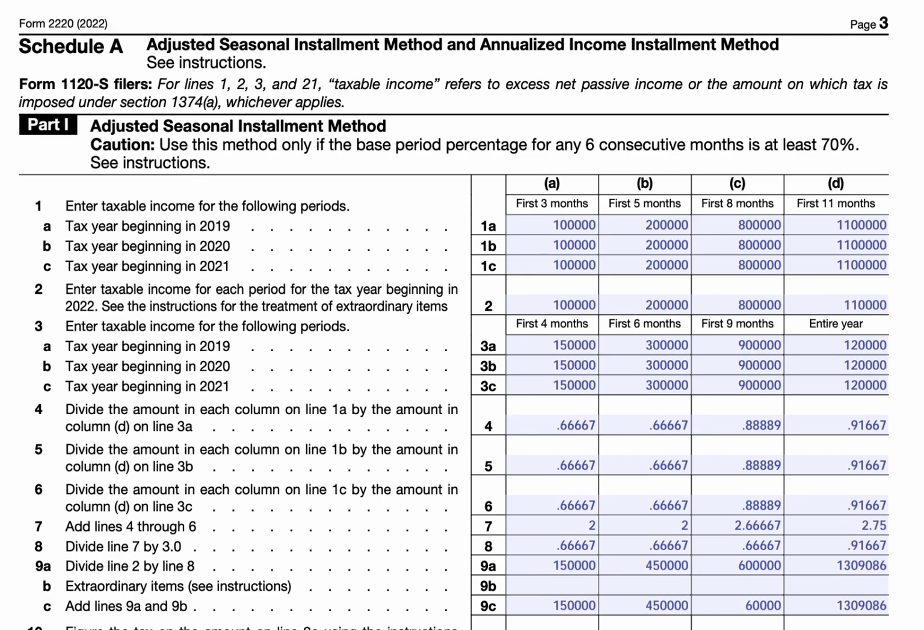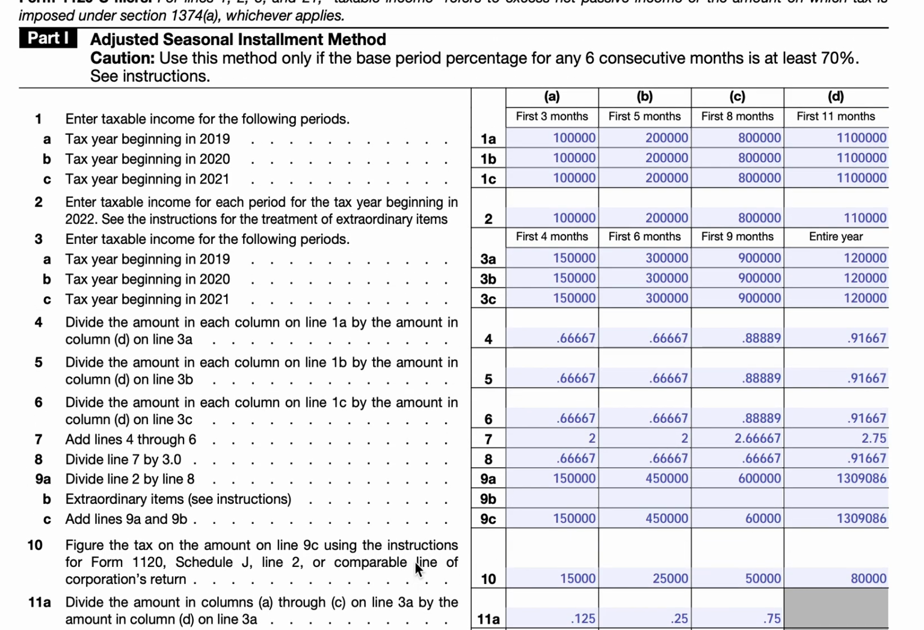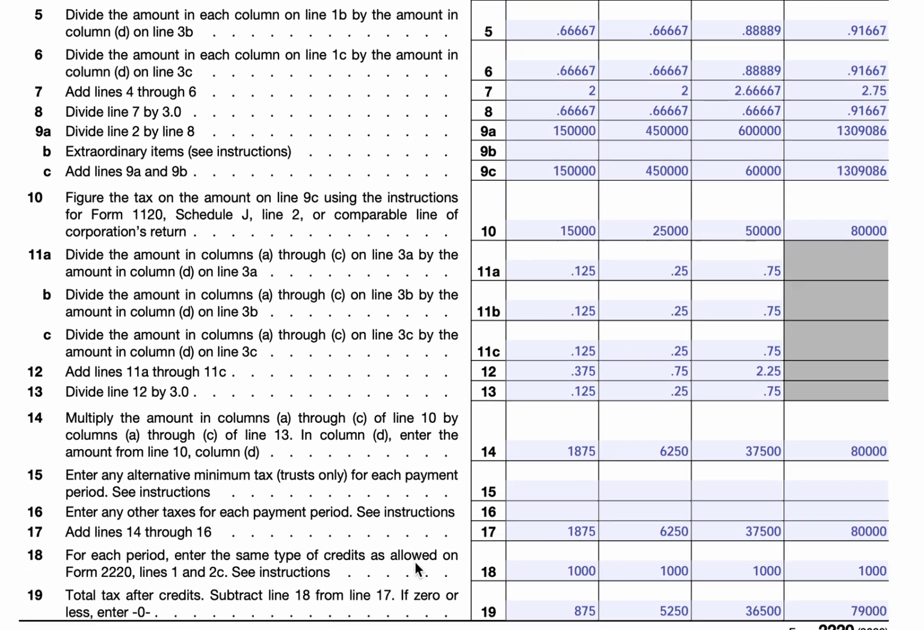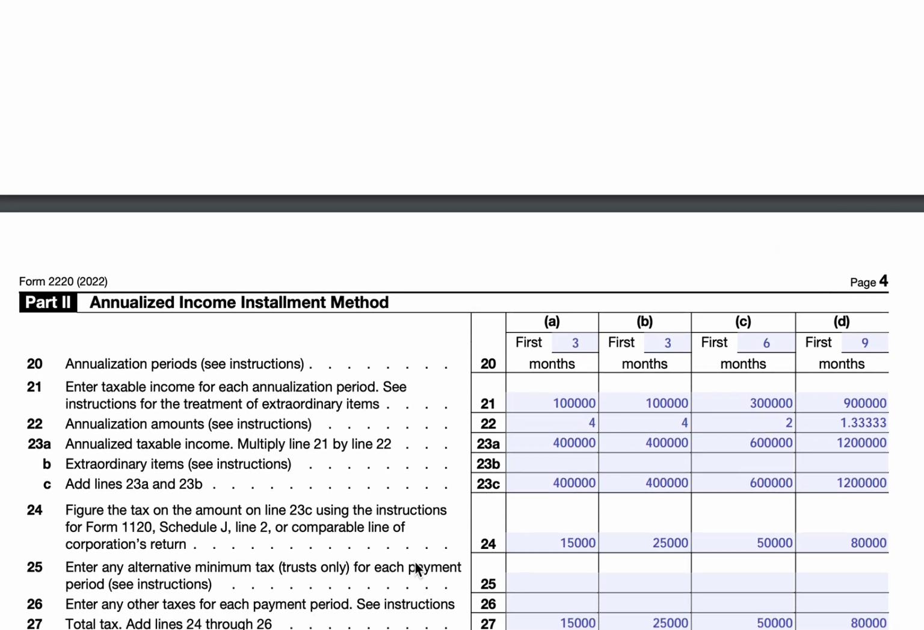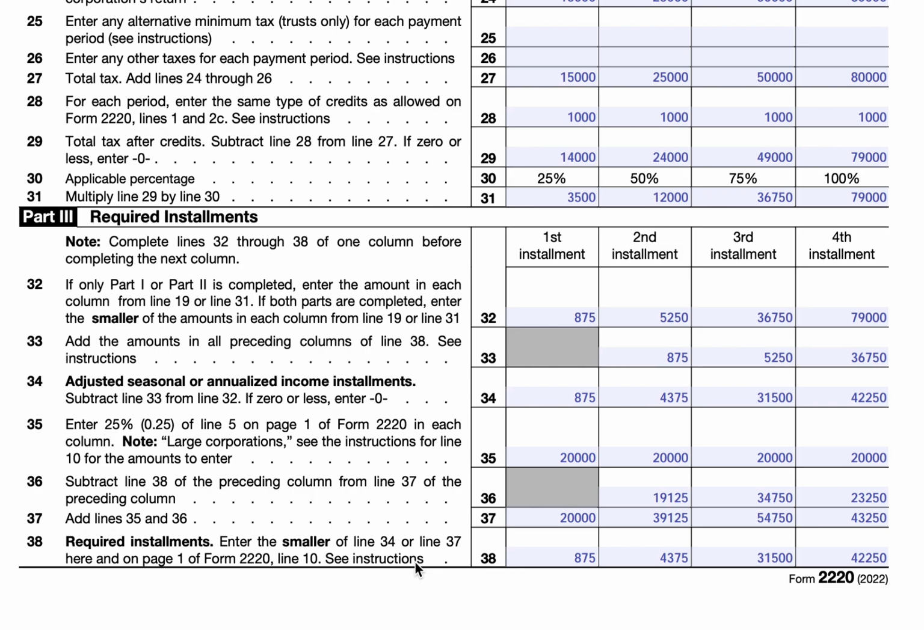We'll be going over IRS Form 2220, Schedule A. This schedule contains both the adjusted seasonal installment method and the annualized income installment method, both of which we'll go over separately. Part 1 contains the adjusted seasonal installment method. Part 2 contains the annualized income installment method. And then in Part 3, we calculate the required installments that will then inform what we need to put into line 10 of the actual form itself.